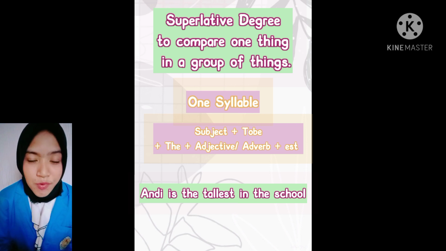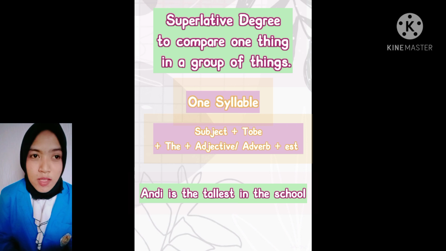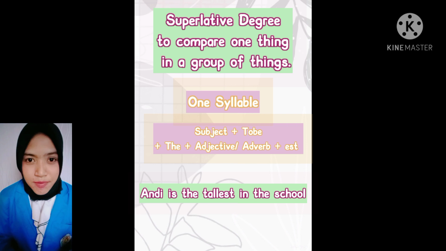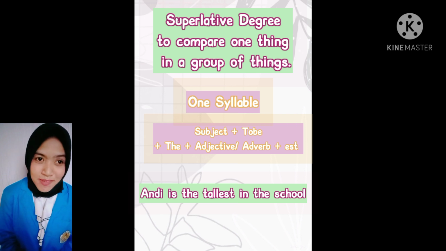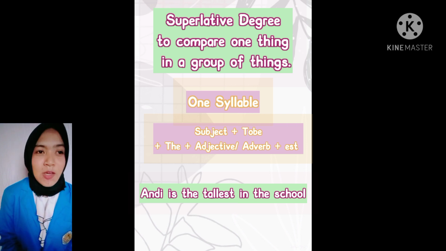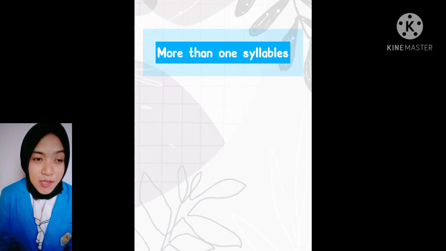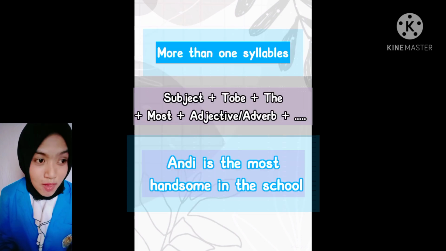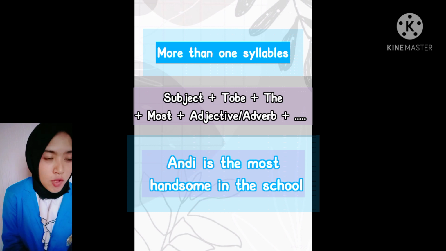In superlative degree, we will use subject, to be, and plus the, and plus est at the end of word. Okay, do you understand, my lovely student? Okay, you understand. And if more than one syllable, we will use the most.